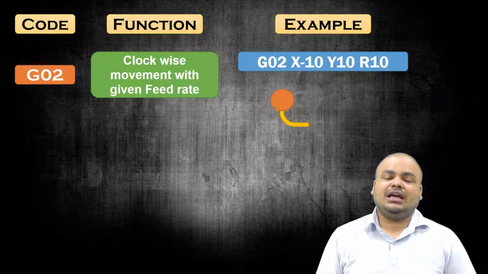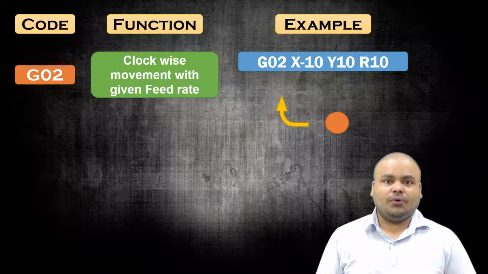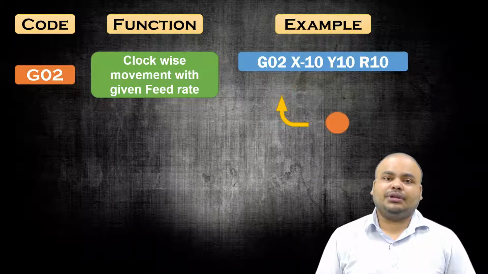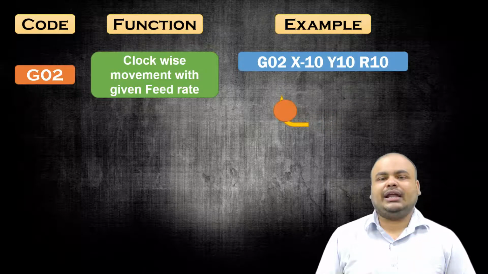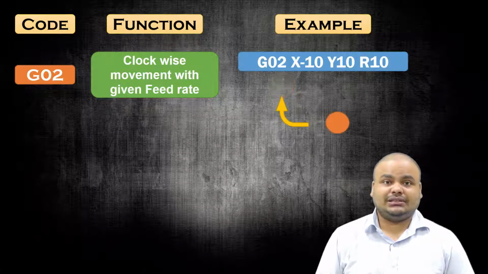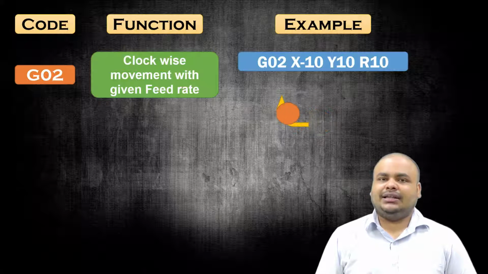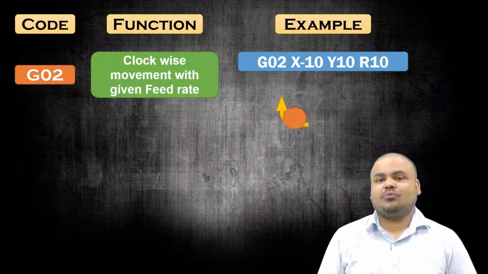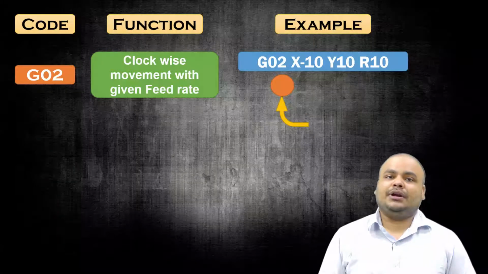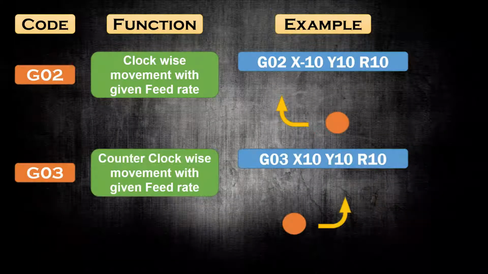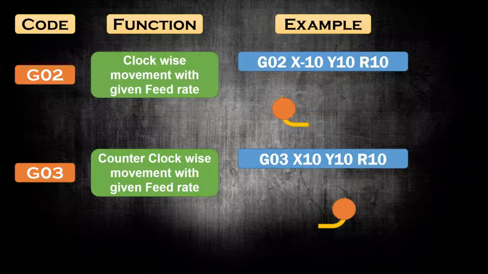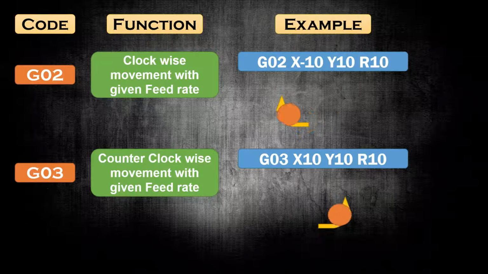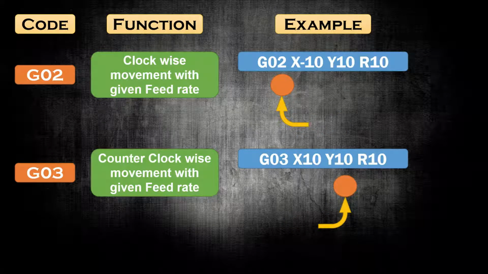Here you have to give the coordinate points, the X and Y coordinate points, and similarly you also have to give the radius value. In that particular radius it will move. As you can see on the screen, it shows which way the tool is moving. Now it is moving in a clockwise manner, in the direction the clock moves. But if you are using G03, the same movement will be there, but the tool will move in an anti-clockwise direction, the opposite direction of the clock rotation.